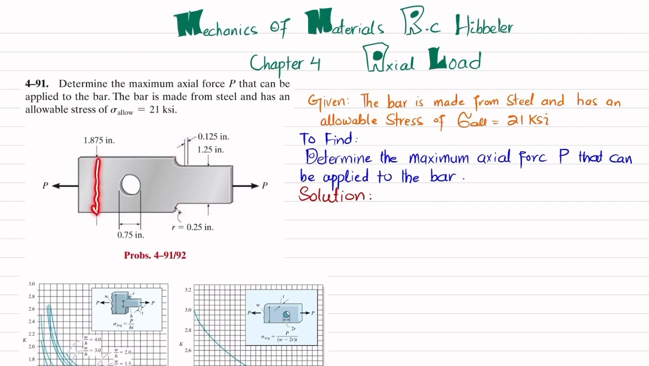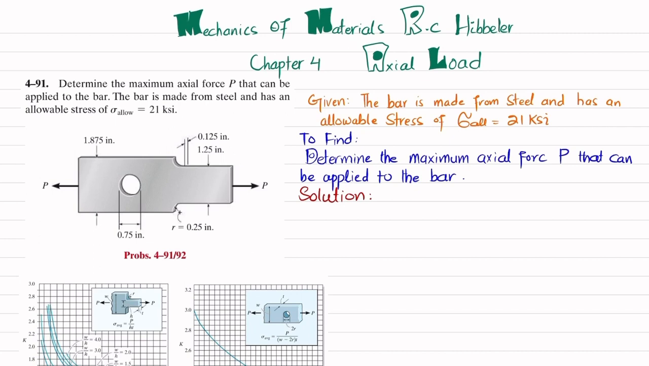This height is 1.875, this fillet radius is 0.2, the diameter of the hole is 0.75, and this height is 1.25 inch, and the thickness is 0.125 inch. So you have to determine this load P that can be applied to this bar. So let's start with the solution.